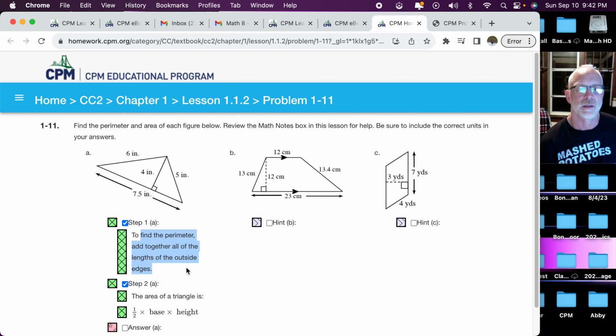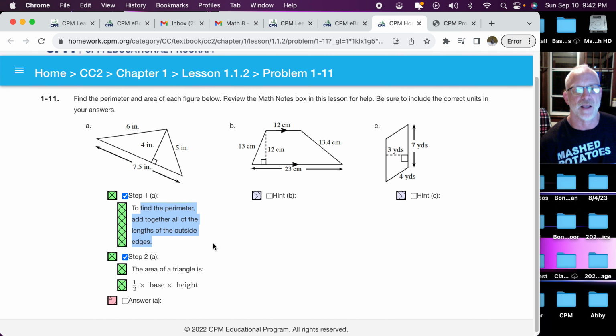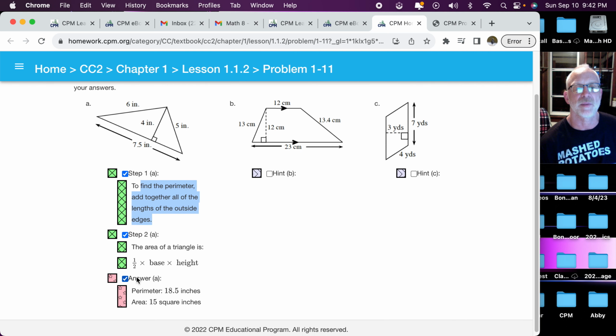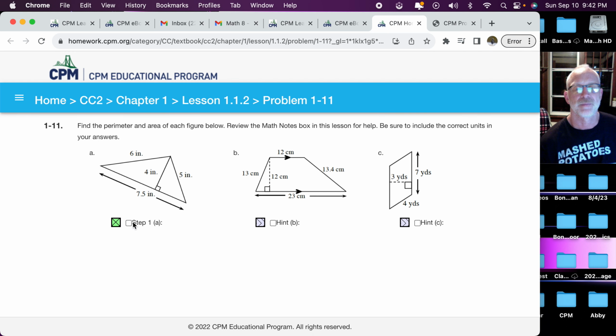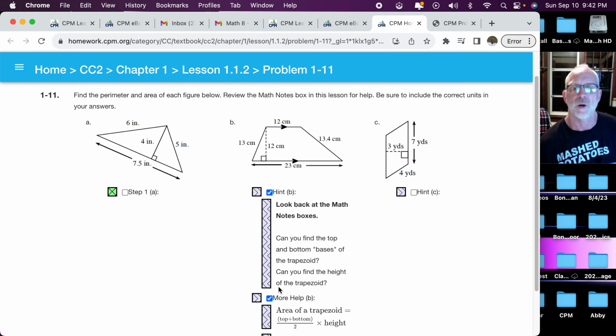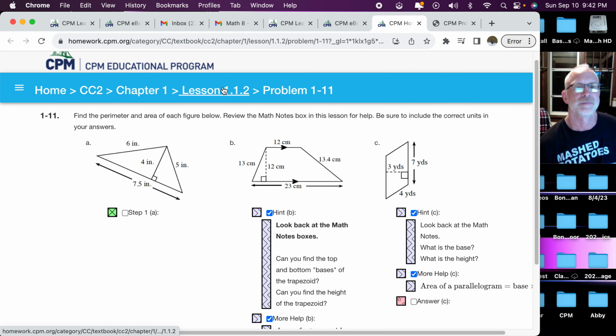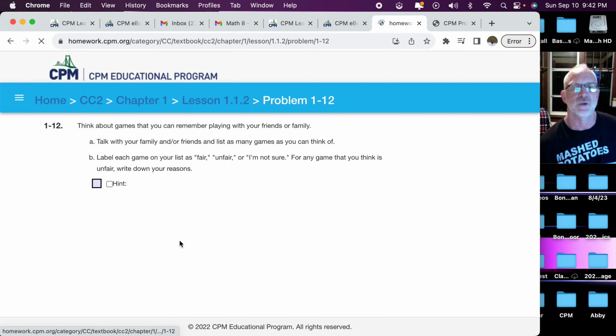Step 2 says the area of the triangle is 1/2 times the base times the height. I think I could do that. And then I would work them through, and to check my answer, I could go into here. Perimeter and the area. Some questions have just hints, some questions have hints, and then they have an answer check. How do we figure out the perimeter and area of this? Hints. More help. Okay. This one has hints. More help. That's 111.